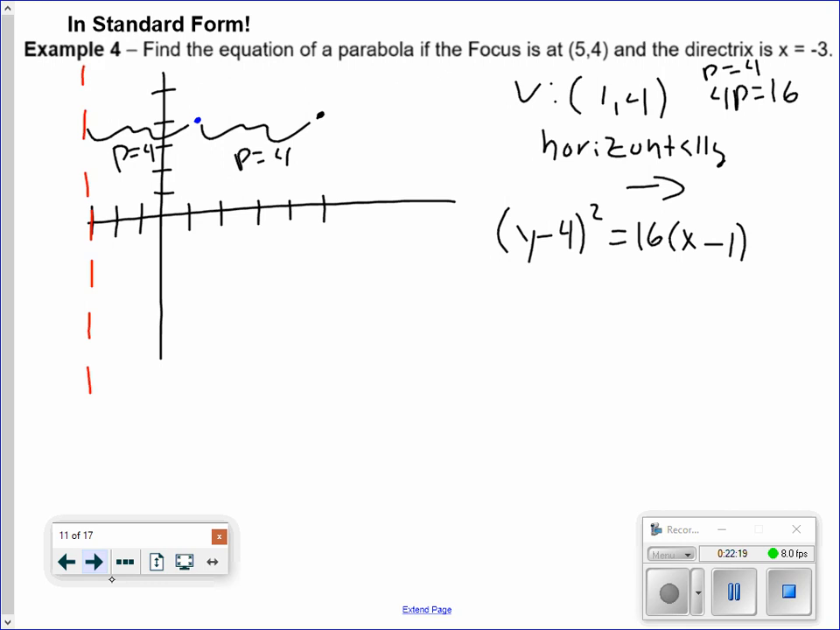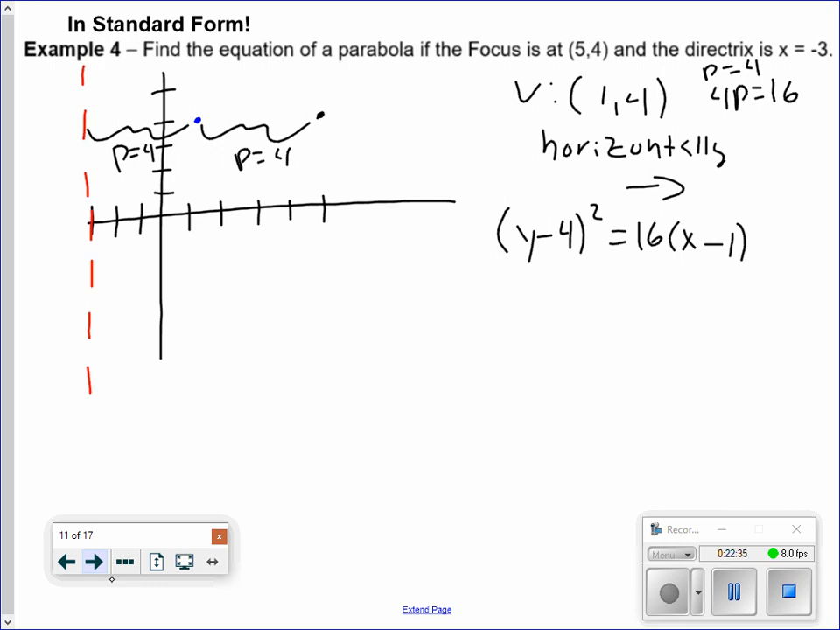When you figure out your p-value, since the distance from the directrix to the focus is 8, that's 2p. So that means p will be equal to 4. So we get our vertex to be at (1, 4). That's how you figure it out. It has to be the point right in the middle of the two.